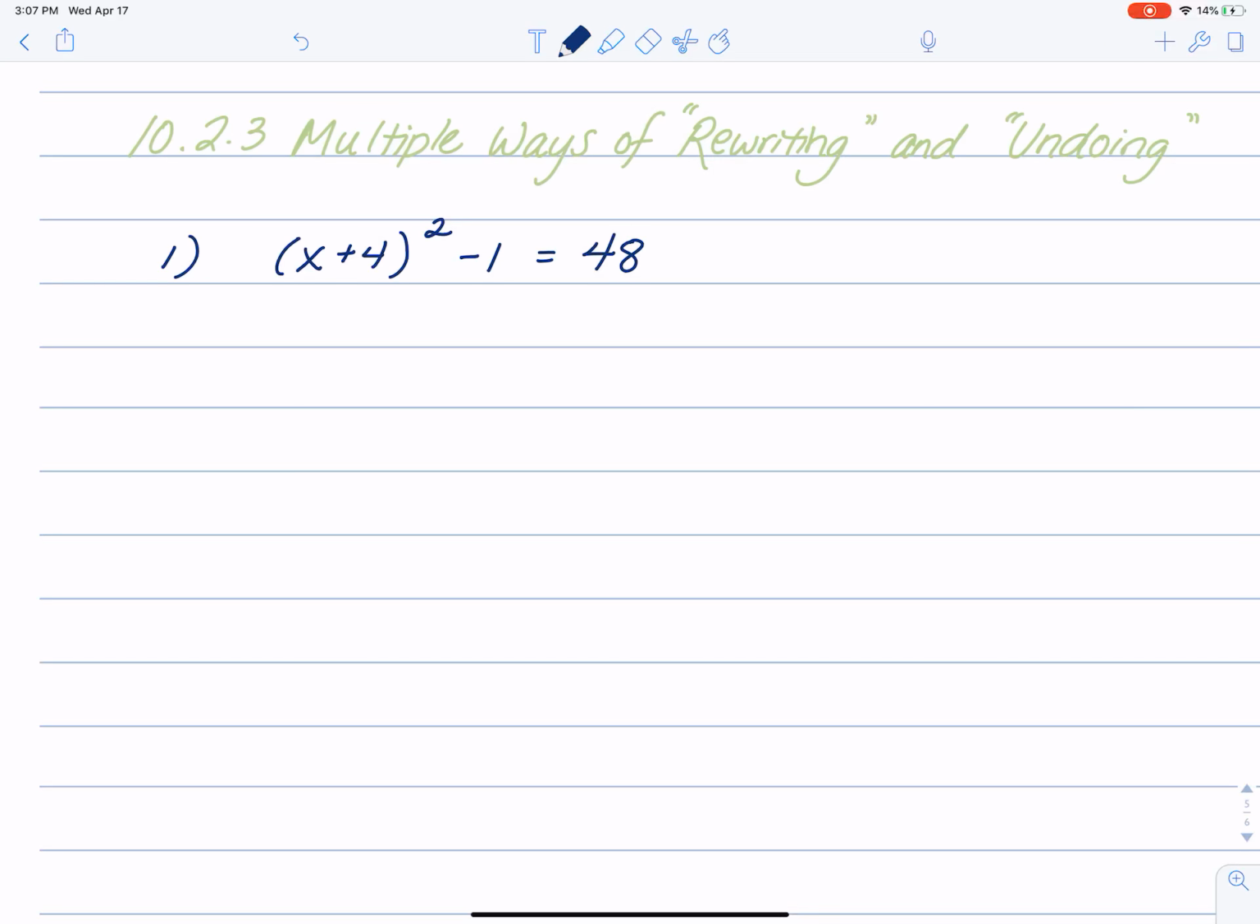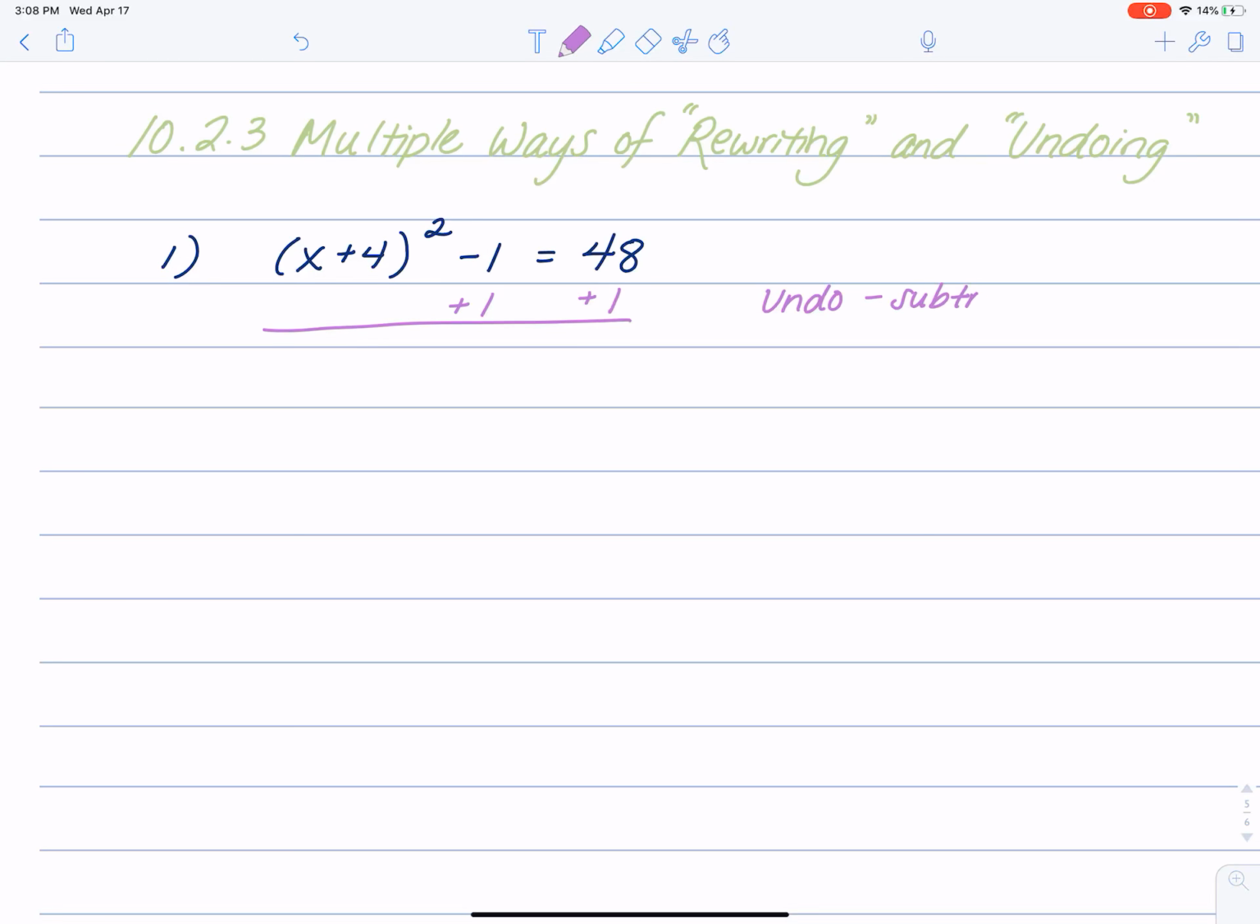Now we're going to make a list over to the right side of our problem of each of the steps that we're taking so we can keep track of whether we're undoing or rewriting. So the very first step for this problem would obviously be to get rid of the negative 1 on the outside. So we're going to add 1 to both sides. By doing that, we are actually undoing it. We are subtracting a constant. So this would be an undo step.